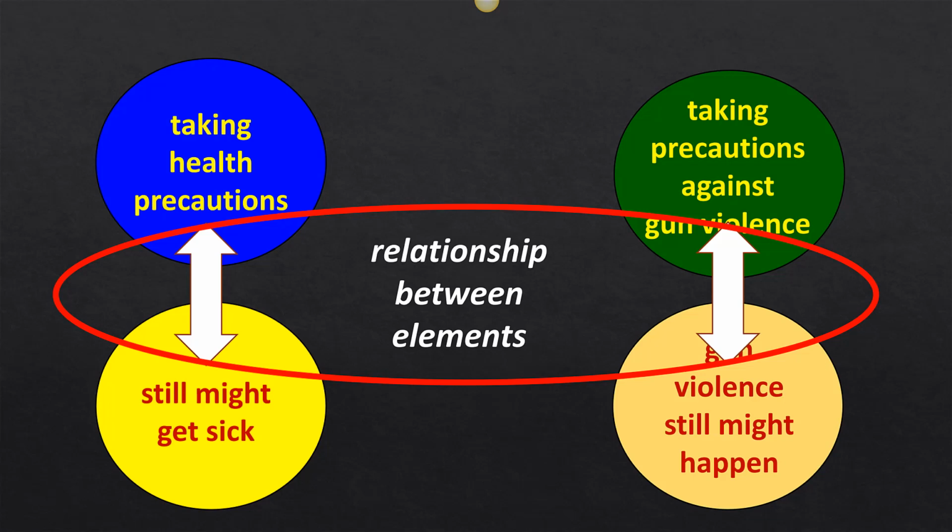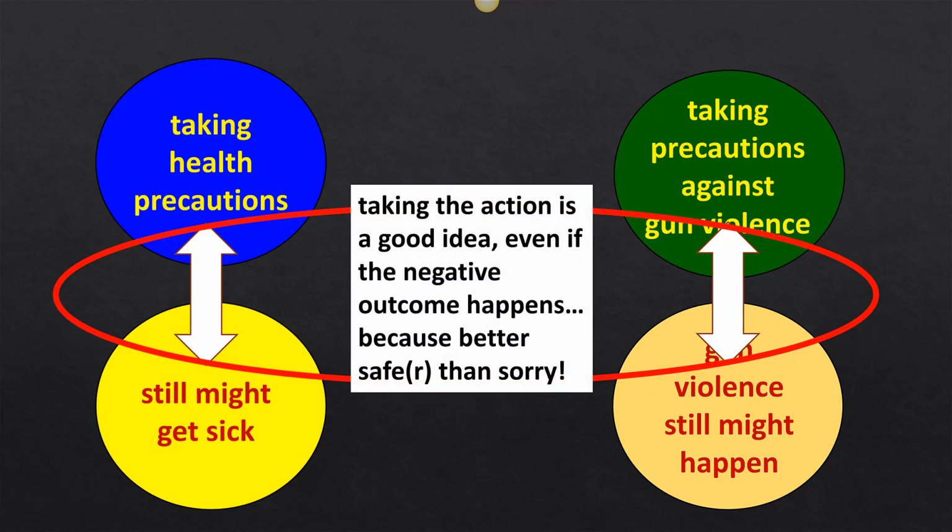In this instance, we might characterize the relationship as something like this. Taking the action is a good idea even if the negative outcome happens, because better safe, or in this case, I guess, better safer than sorry. So the way the argument operates is, even though gun violence still might happen, it's still a good idea to take precautions against it.